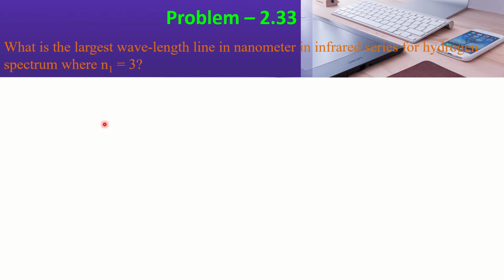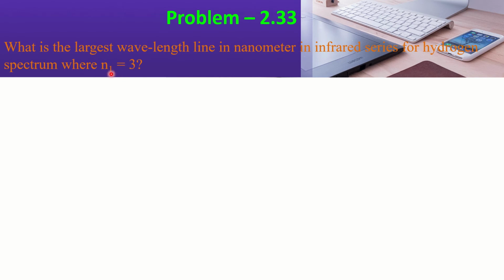But what is it telling there? You have to find out the largest wavelength line. Largest wavelength line means what? The spectrum line which has the smallest wave number, because wavelength and wave number are inversely proportional. Now, the largest wavelength or smallest wave number will form when the electron jumps back from very near. Here, the electron jumps back to the third shell because N1 equal 3. So, it is the lower shell.